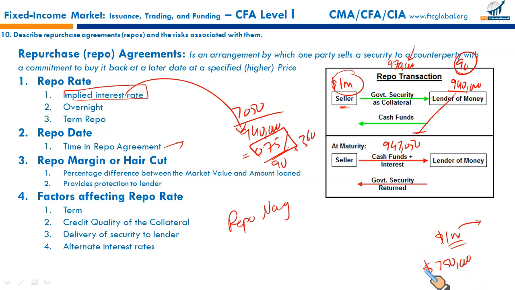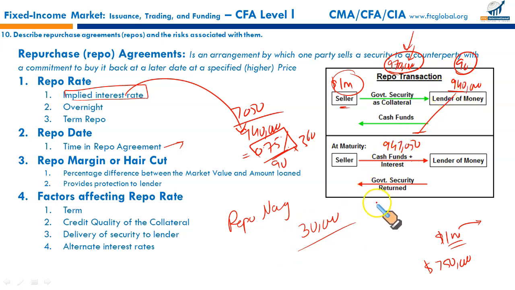Something similar has happened here as well. The market value of these securities is $970,000. Par is $1 million, but par is irrelevant because this is the current market price. But the loan amount given to me was $940,000. The difference is $30,000. This difference represents the repo margin.